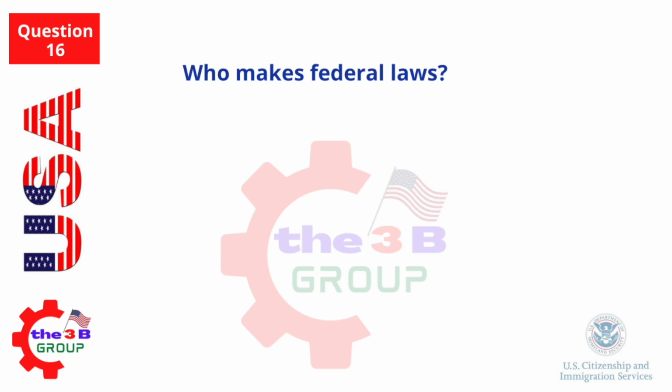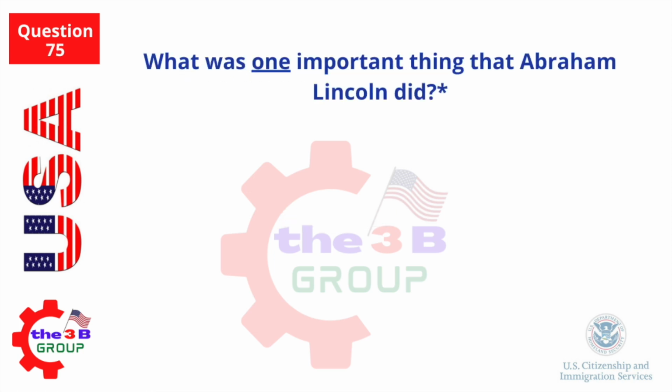Who makes federal laws? Congress. What was one important thing that Abraham Lincoln did? Freed the slaves.